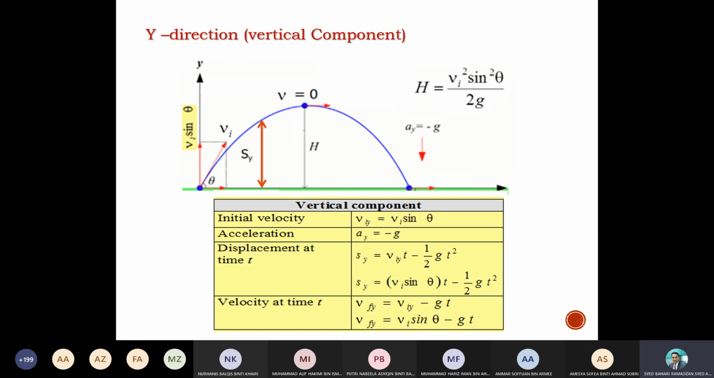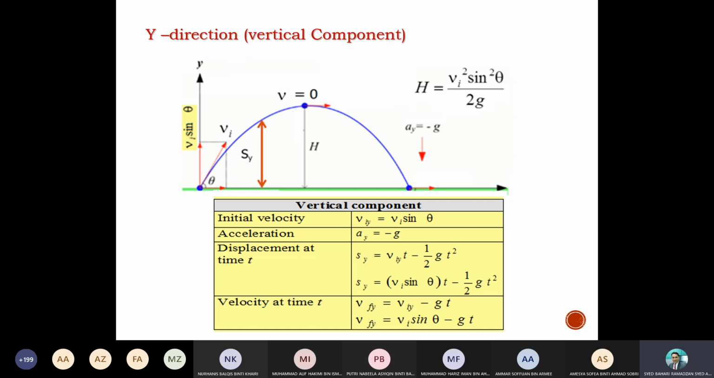Number two is the velocity at time t. This is also a kinematic equation. You have v final y equals v initial y minus gt, so v final y equals v initial sine theta minus gt. Basically, the question needs you to calculate the final velocity in y before it reaches the ground, for example at this point. Once it has reached the ground, we already know v equals 0, because it stops when it reaches the ground. But basically the question needs you to calculate before it reaches the ground.